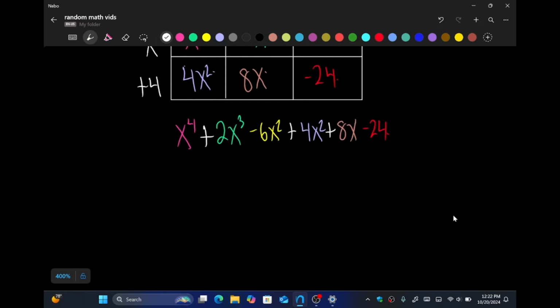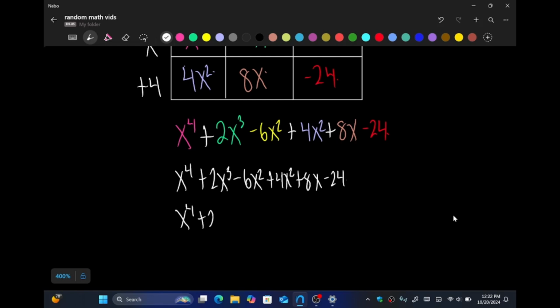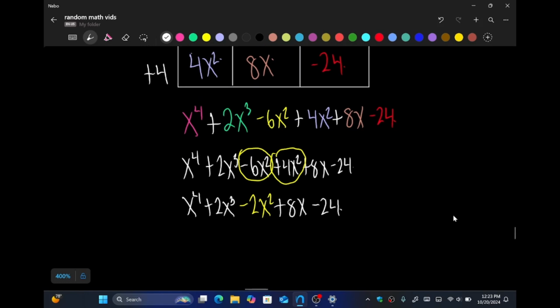So now combine like terms, right? From here, you just want to combine like terms. Let me just write it down again real quick. X to the 4th plus 2x cubed, those just stay the same. We have a negative 6x squared and a 4x squared, right? So that's minus 2x squared. And then we also have a plus 8x and a minus 24, right? So these are the only two like terms that are in the problem.